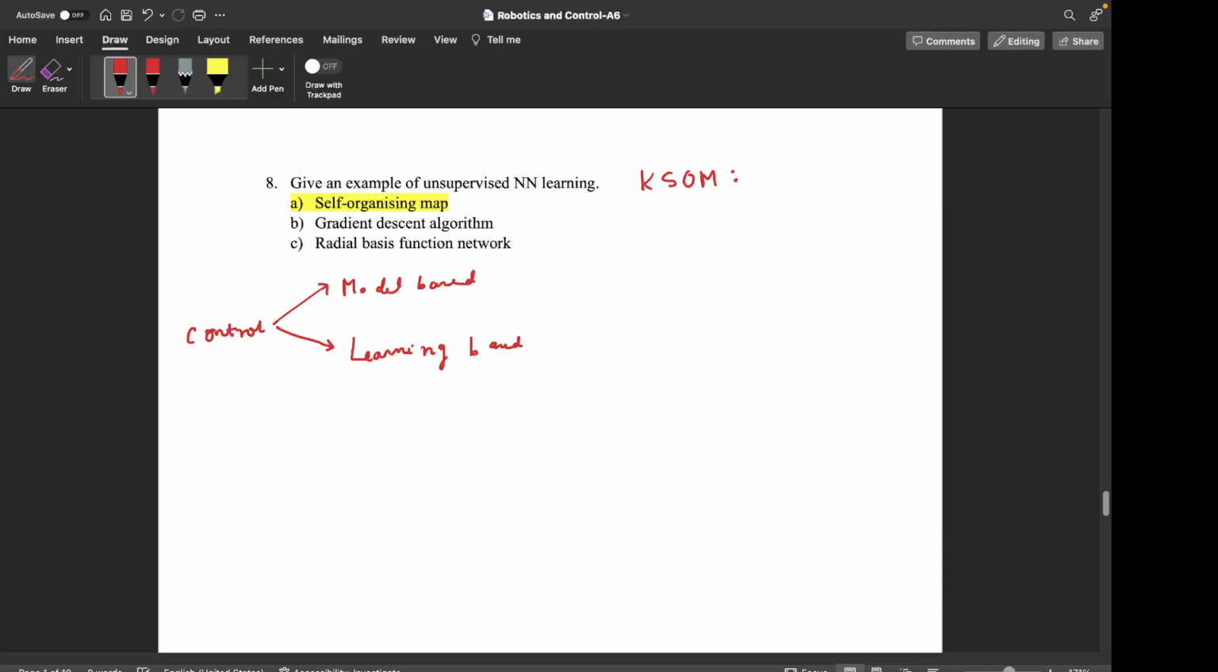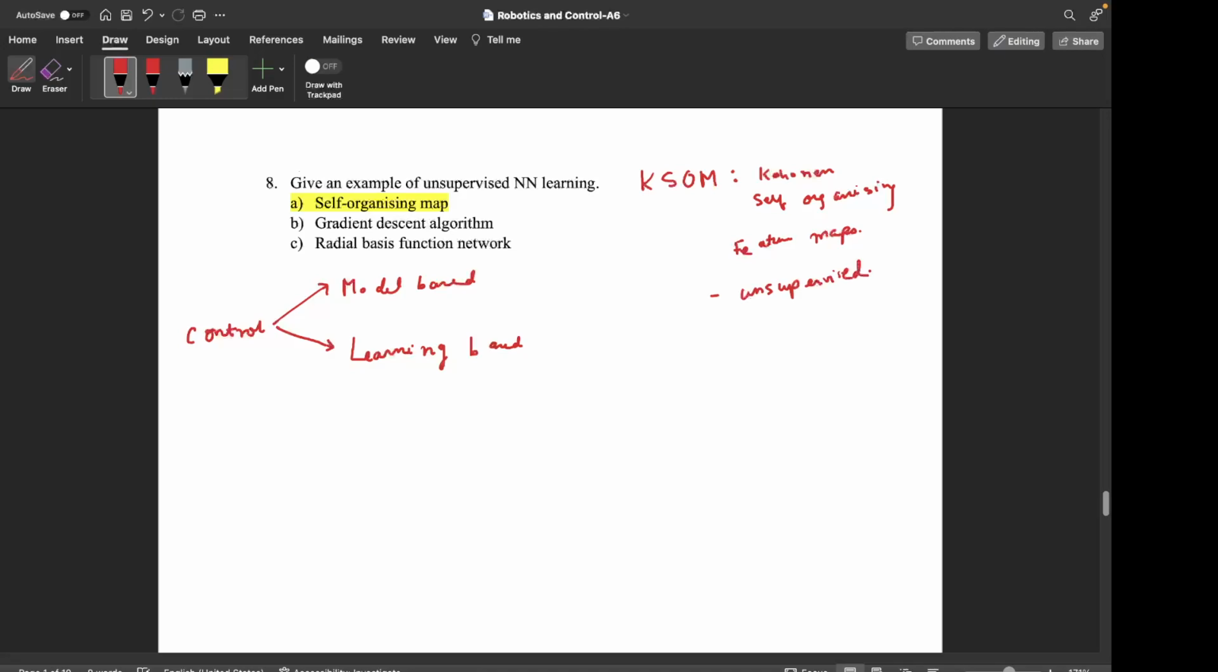So this is an abbreviation of Kohonen self-organizing feature maps, and this is an example of unsupervised neural network learning, which is the question also in here.